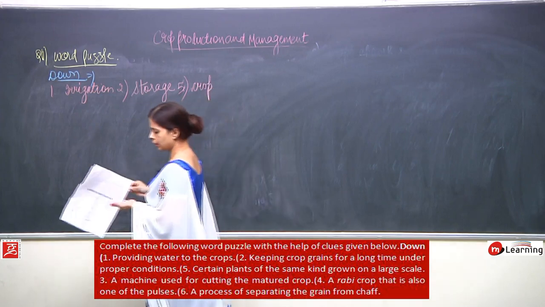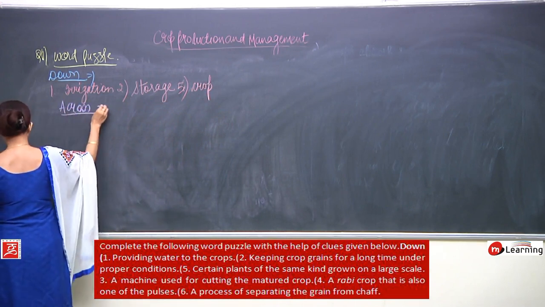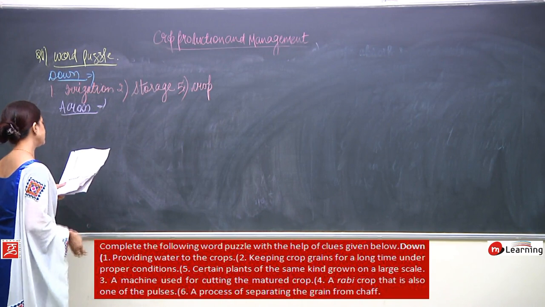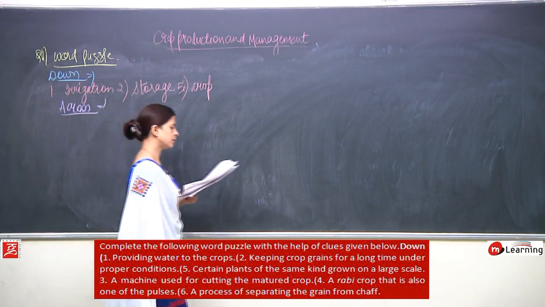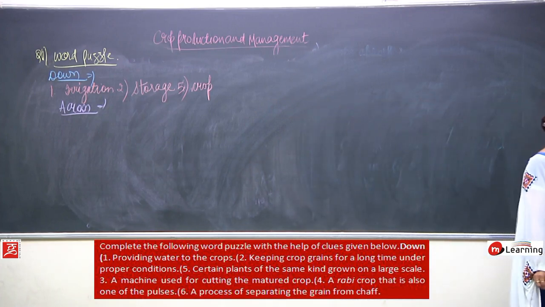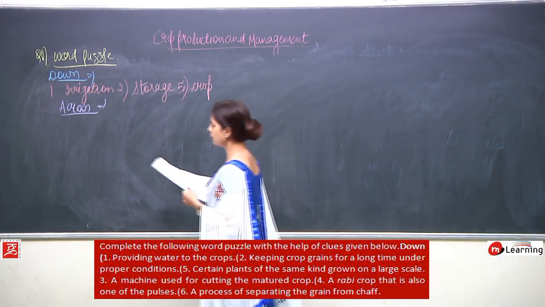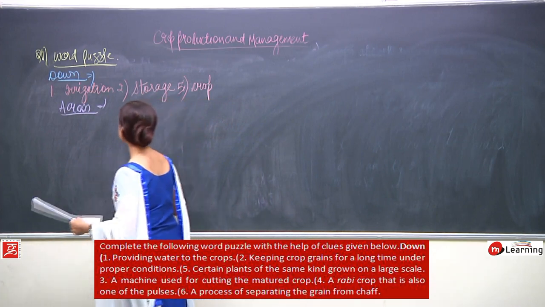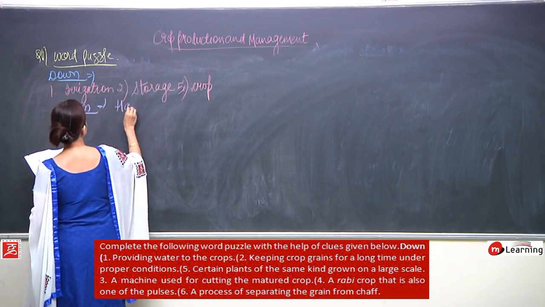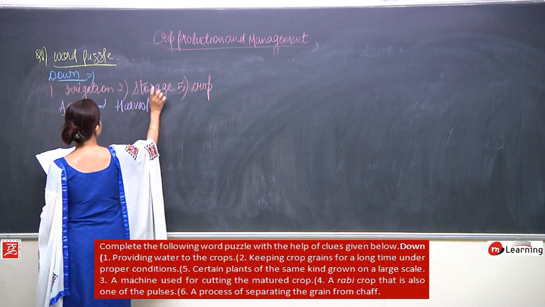Now we'll write across. Now we will write across a machine used for cutting the matured crop. A machine used for cutting the matured crop is a harvester. Yeah, it is harvester. Okay, it is what? Harvester.